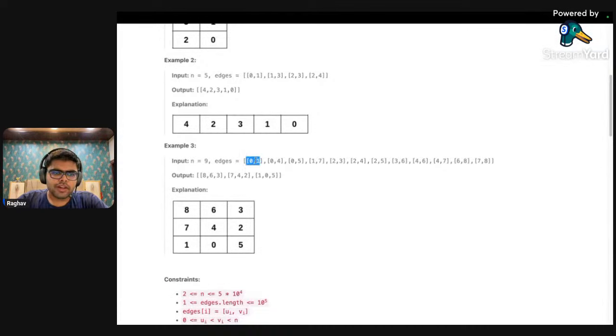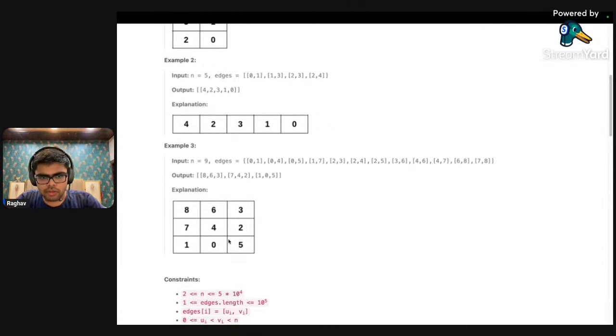0 and 1 are connected. So 0 and 1 are coming with each other. 0 and 4 are coming with each other. 0 and 5 are coming with each other. 1 and 7 are coming with each other. 2 and 3 are coming with each other. Similarly, 2 and 4, 3 and 6, and so on. I think I got the idea.